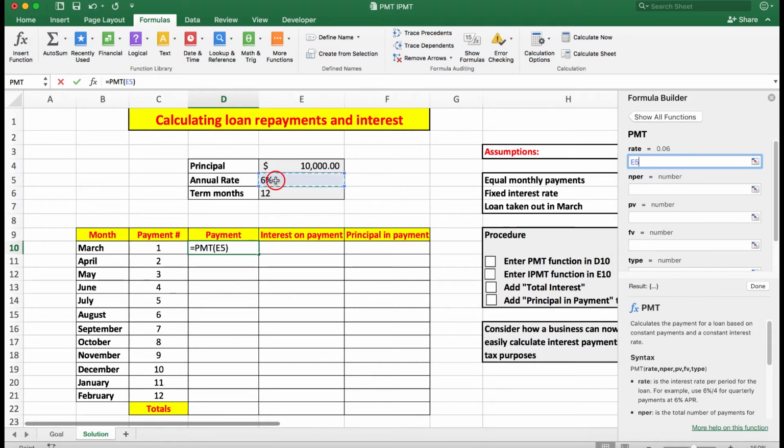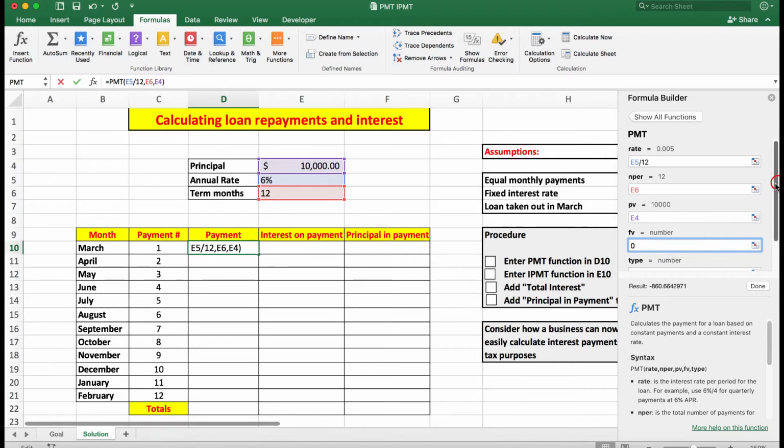So which cell is the rate in? The rate is in cell E5, but it's an annual rate. I want monthly repayments, so I divide the annual rate by 12. What's the number of periods? The number of periods will be here, the term in months, in E6. The present value is the amount I wish to borrow. That's here in cell E4. The future value I'll make 0 because I want to pay the loan off in full.